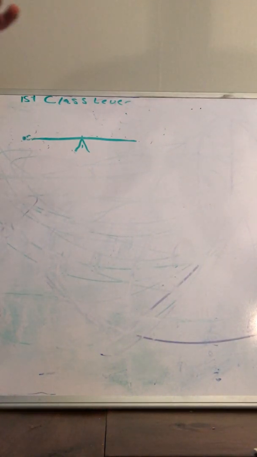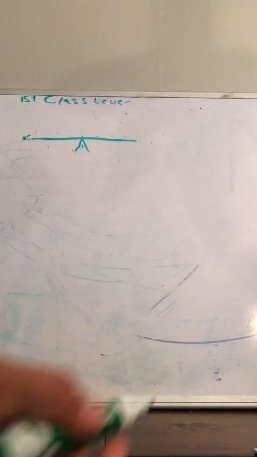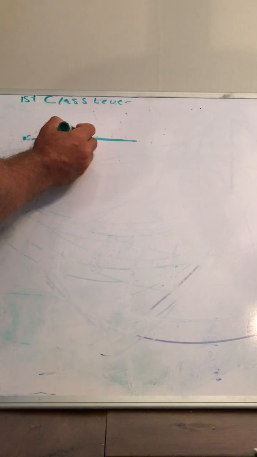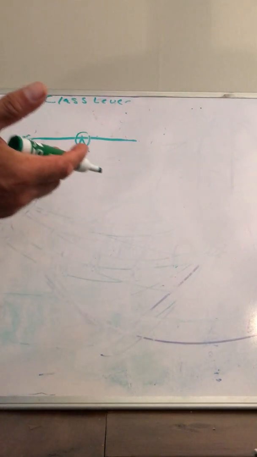The difference between all three levers is what we're about to go over, and it basically has to do with the resistance force, the muscular force, and the location of the fulcrum. Fulcrum in this slide right here is our pivot point. The fulcrum is a pivot point.